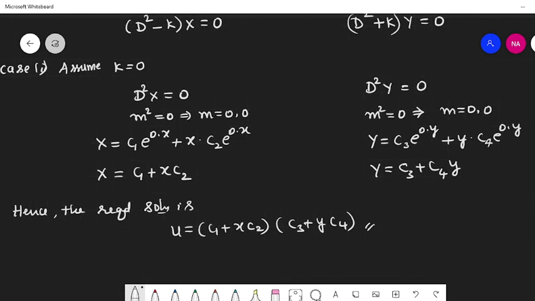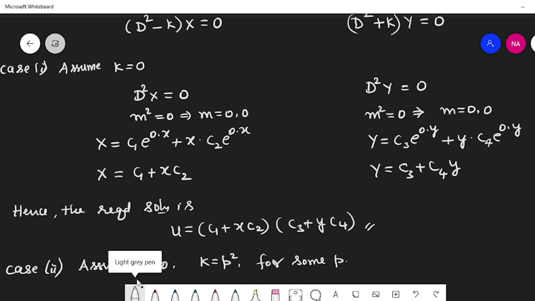Next, I have to consider when k is positive. Case 2. Assume k greater than 0. In that case, you can assume k equals p squared for some p. Definitely p squared must be greater than 0, right? Because k is greater than 0.